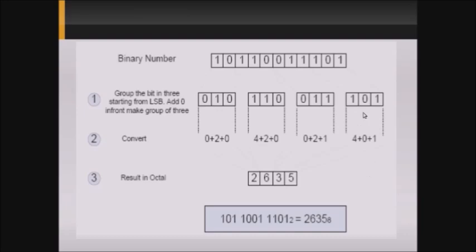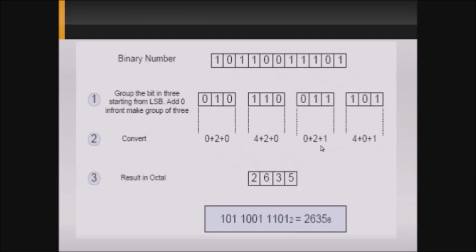So 101, the equivalent octal form of this is 5, and then 011 is 3, and 110 is 6, and then 010 is 2. Therefore the resultant octal value is 2635.